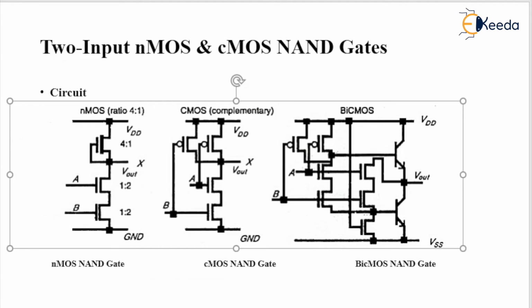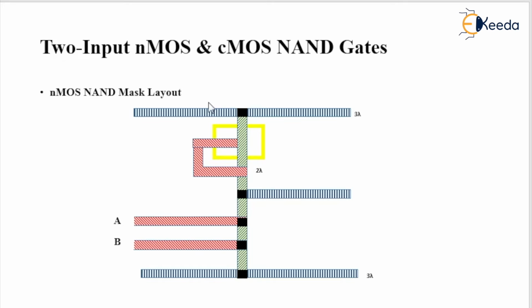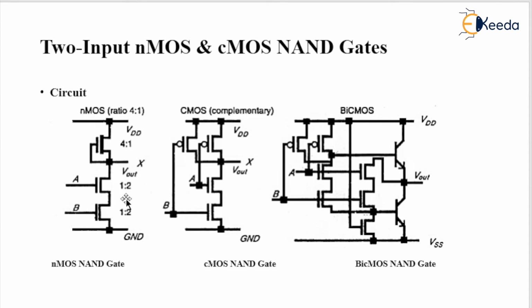Right. Going to the NMOS NAND gate mask layout, we directly go through the mask layout process. This is our resultant NMOS NAND mask layout. See, this is our NMOS NAND gate.